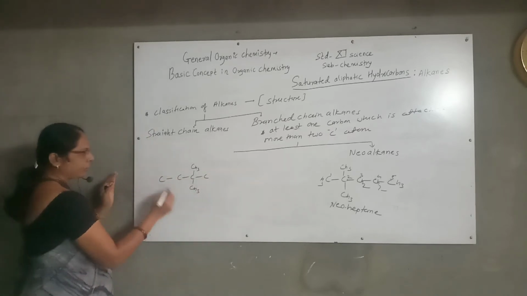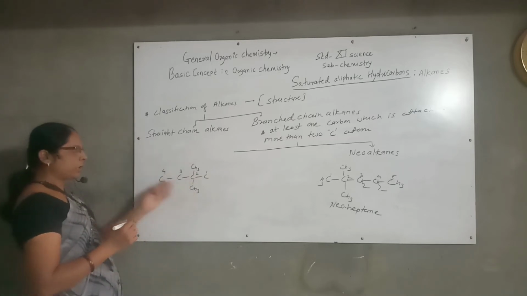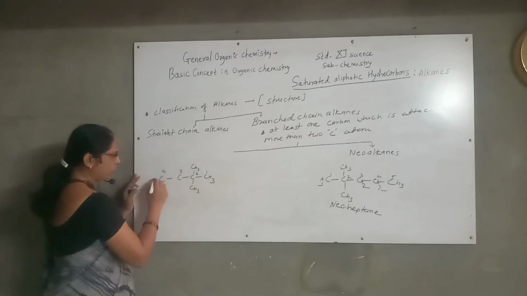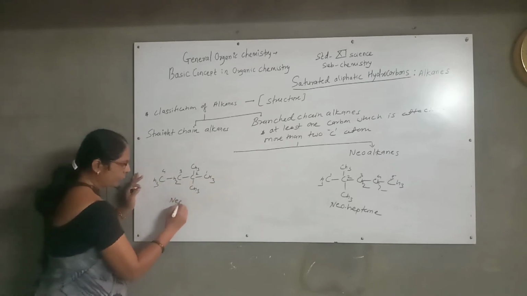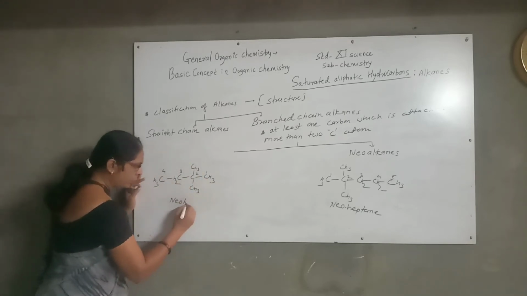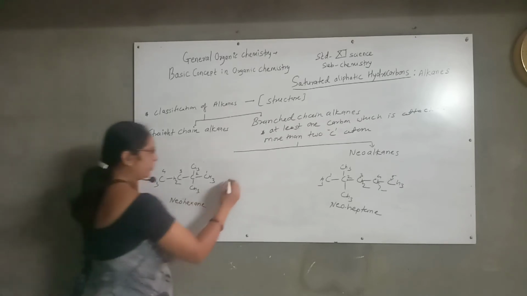If I write it this way, this is 1, 2, 3 and 4. The 2 methyl groups are either from the left-hand side or the right-hand side. So again, there are 2 methyl groups on the second carbon. So I use the prefix neo. Now 1, 2, 3, 4, 5 and 6. So it is neohexane.